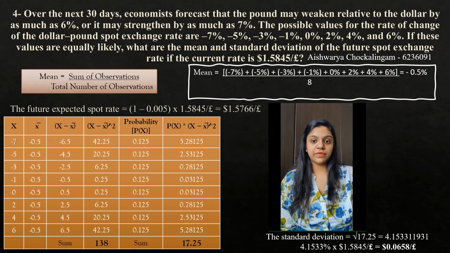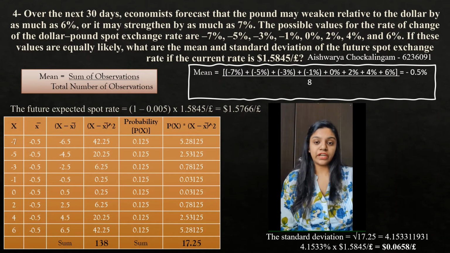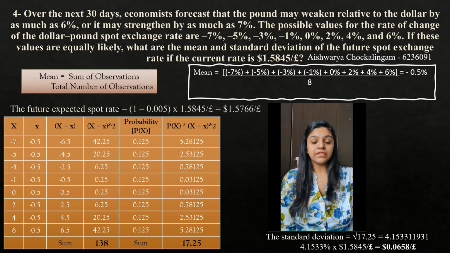According to the question, we are asked to find the mean and the standard deviation for the future expected spot rate for a given current rate of 1.5845 US dollars paid to purchase 1 euro. To calculate the mean, the formula is the sum of observations divided by the total number of observations. All the future possible exchange rates are given, which are 7%, 3% and so on. You total up all the future possible exchange rates, which are your sum of observations, divided by the total number of observations, which is 8. So you get a total value of minus 0.5% as your mean.